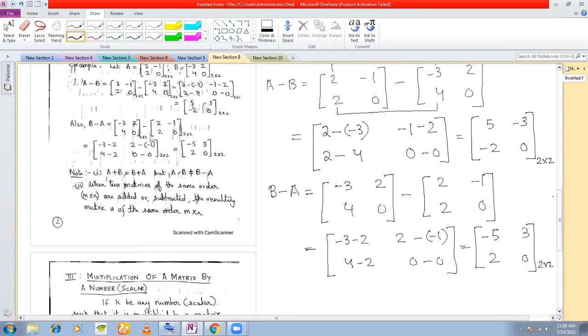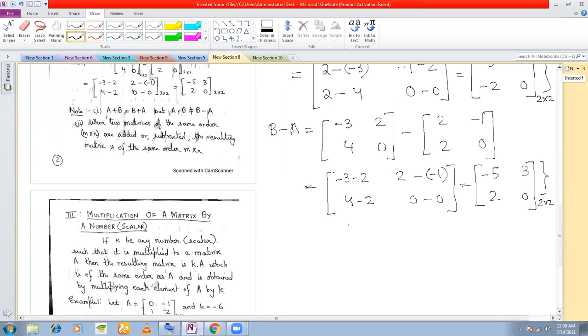What you see here is that A minus B is the matrix that we have got here, and B minus A is the matrix that we have got as this. Now if you see, these two matrices are not equal, right? So here clearly you see that A plus B is equal to B plus A for matrices, but A minus B is not equal to B minus A for two matrices. Okay, so that is what you need to know.